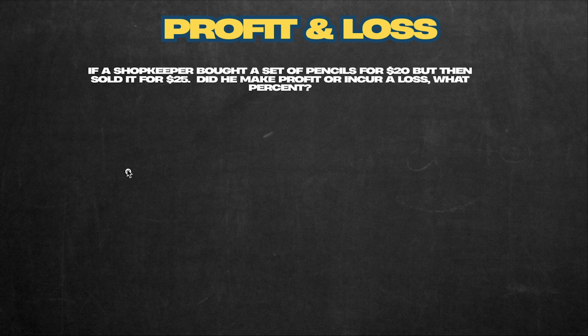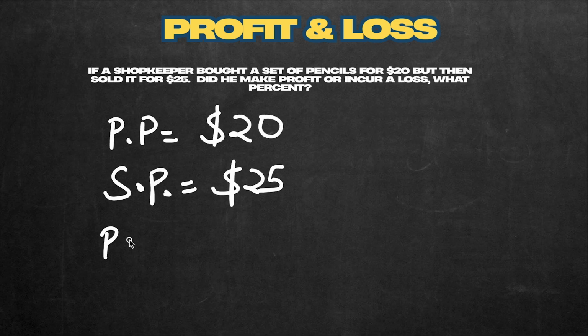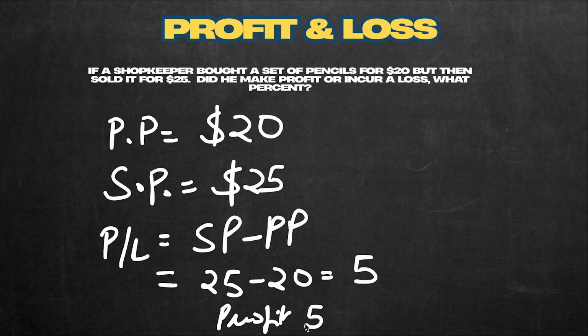So in the same way, the shopkeeper's purchasing price was $20. The shopkeeper's selling price was $25. So profit or loss should be equal to SP minus PP, which will be 25 minus 20 equals positive 5, which means my profit was $5. Okay, that's one part of it.